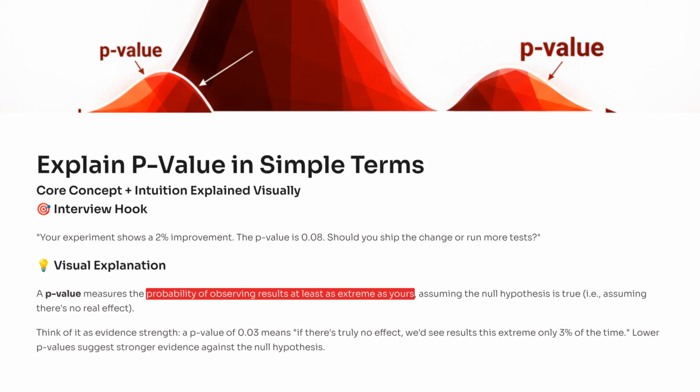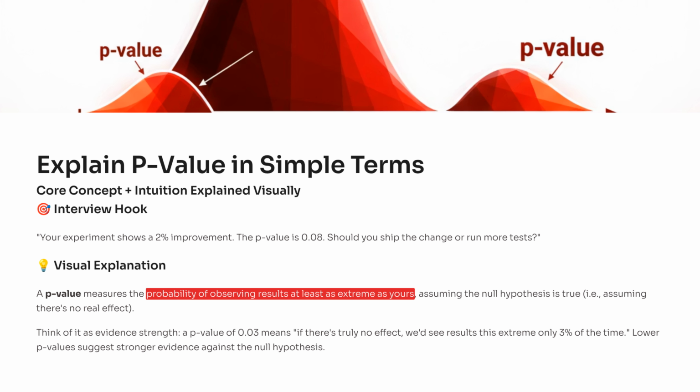A p-value tells you how likely it is that your results happen just by luck, if, in reality, your change made no real difference. Look at the red curve on the slide. That's what the world looks like if nothing actually changed. The little shaded area on the side, that's your p-value. It's the small chance that random noise could have created results this strong.